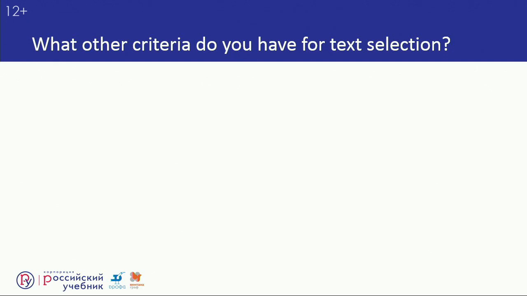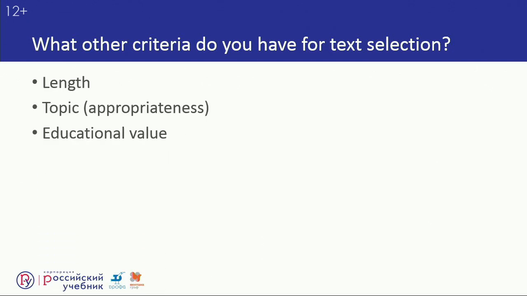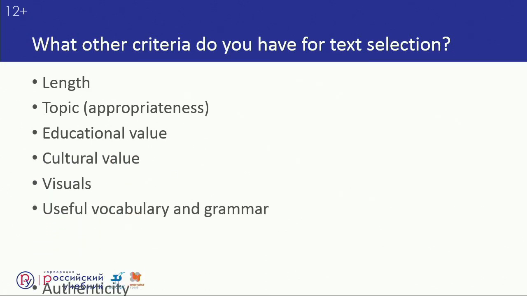What other criteria do you have for text selection? Its length, its topic, its educational value, its cultural value, visuals, useful vocabulary and grammar, and authenticity. This is the case when you have to design text, but if you use books, the texts in the books have already been selected for you.